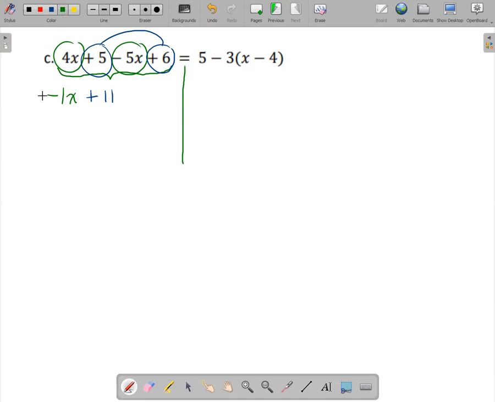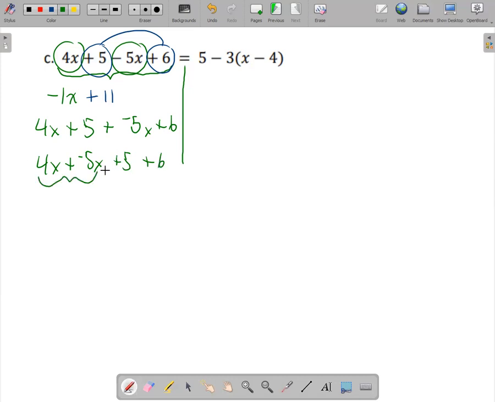So another way to think about this, I'm going to rewrite the left side, 4x plus 5. I mentioned the other day that subtracting is the same as adding the opposite of a number. So I could write this as minus 5x plus 6. Addition is cool because it doesn't matter what order you add. So I can reorder these by saying this is 4x plus negative 5x plus 5 plus 6. I'm not trying to move anything from one side to the other yet.